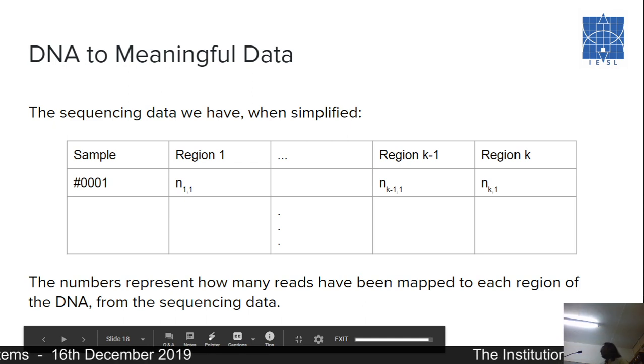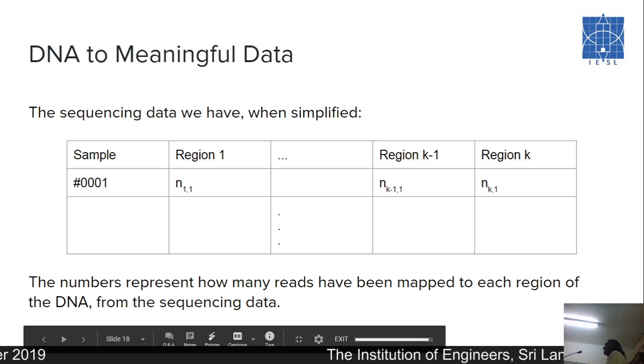These regions depend on the data we are given, but usually it comes in 1 mega base pair resolution. Base pair is a unit for DNA. If it comes in 1 mega base pair resolution, we have around 3,000 regions. So how many dimensions is that? 3,000 dimensions. And we can't really make sense of 3,000 dimensions. So again, to repeat, each sample has 3,000 numbers here. So that is 3,000 dimensions we are looking at.